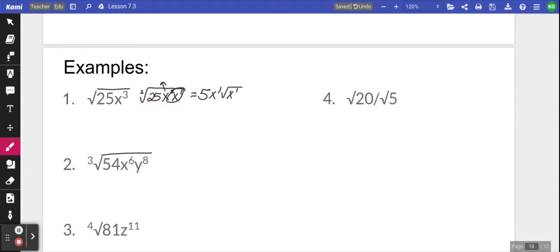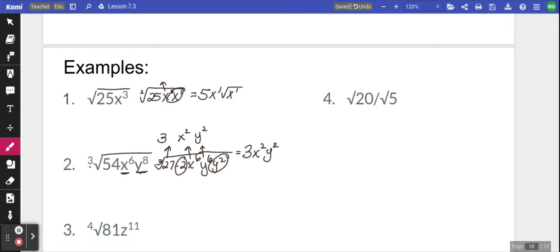The next one, we have the cube root of 54, which for cube roots, 54 breaks up into 27 times 2. Then I ask myself, can x to the 6 be divided by 3? Yes, I don't need to break it up. Can y to the 8 be divided by 3? No, so I'm going to break it up into y to the 6 and y squared. So the 27 comes out as 3. The 2 stays. X to the 6 over 3 becomes x squared. Y to the 6 over 3 becomes y squared. And this would be y to the 2/3, which is a fraction. So on the outside, I'm going to have 3x squared y squared. And on the inside of the cube root, I'm going to have 2y squared.